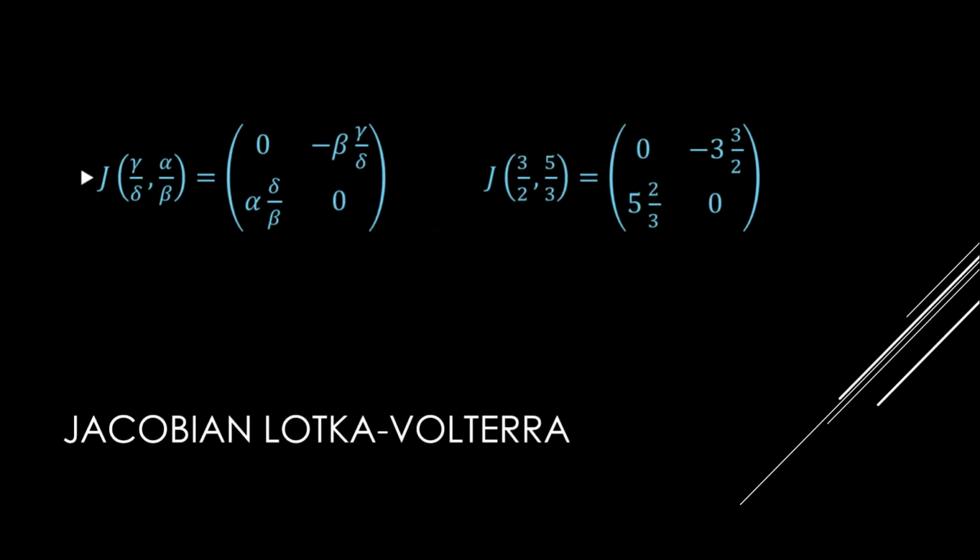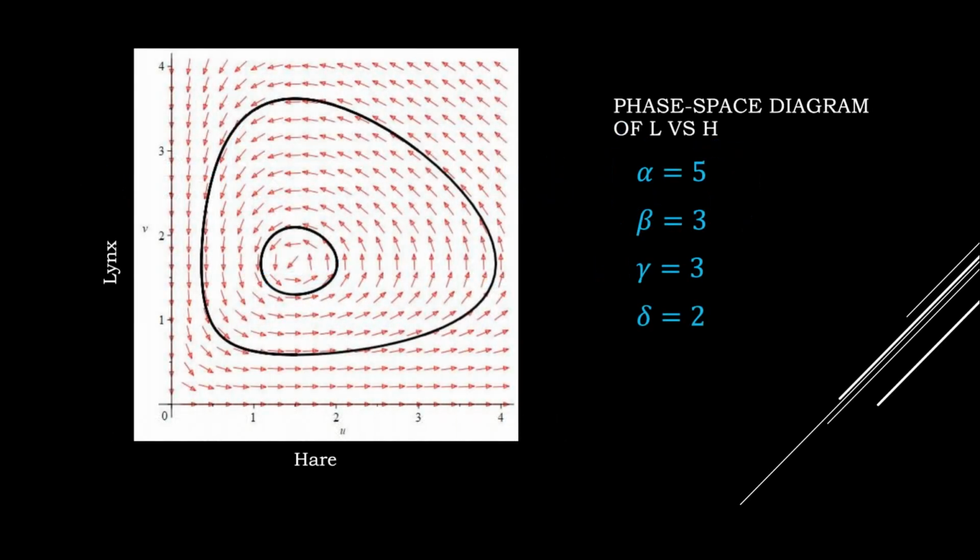We're going to do the same thing for our other equilibrium point. Ending up with imaginary eigenvalues, we ask the question, what do these mean? This means that our solution is going to oscillate. Looking at a phase space diagram of L versus H, we can see that the populations oscillate back and forth in favor of hare and lynx, or in other words, our prey and predator.